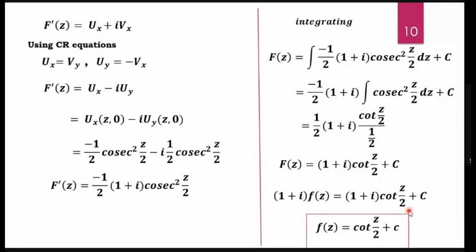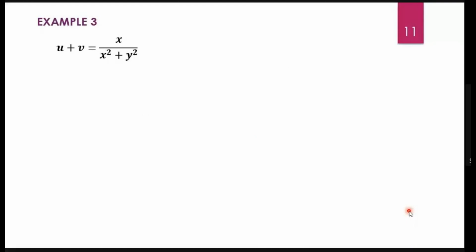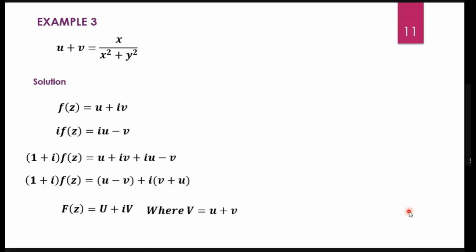Okay. Go to the next question. U plus V is equal to x upon x square plus y square. Okay. Again the same step since U plus V is given. फिर से वही स्टेप फिर से लिखना है अपने को.